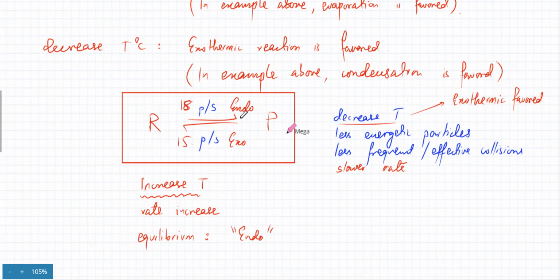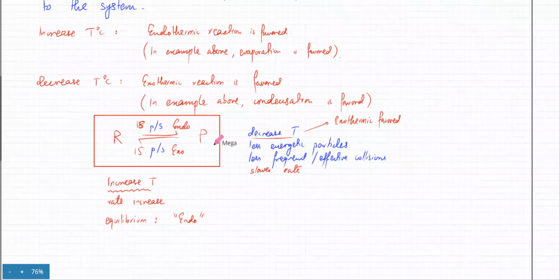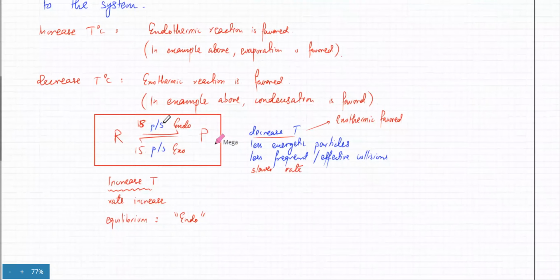So never ever confuse the equilibrium concept with the rate of reaction concept. Always use the word favored, because whenever you decrease temperature, both reactions would slow down. But when you say that the exothermic reaction is favored, it means that both reactions are slowing down, but the exothermic reaction is still relatively faster compared to the endothermic reaction.